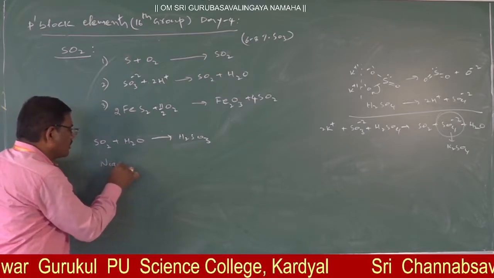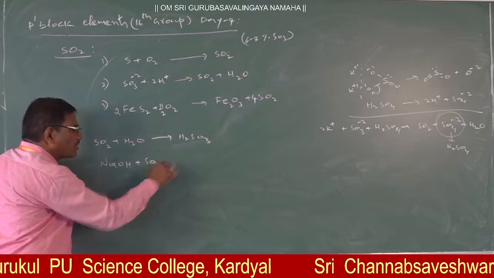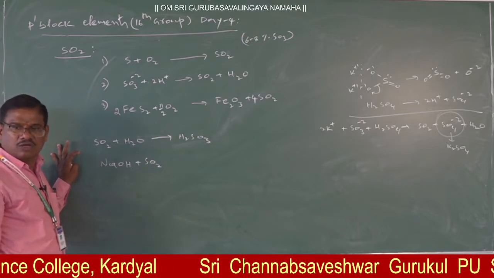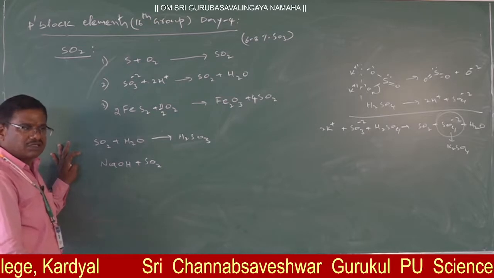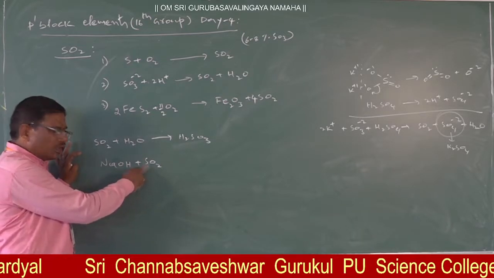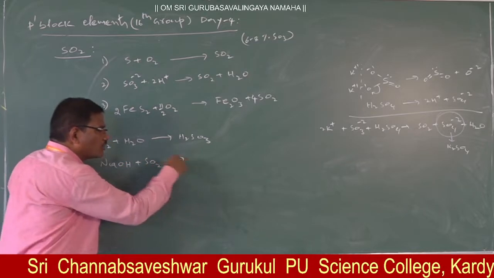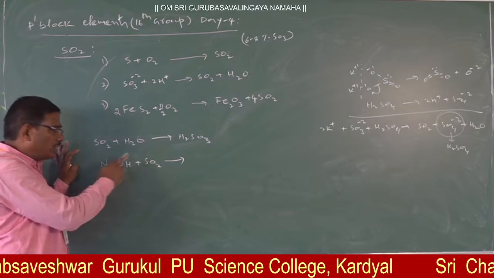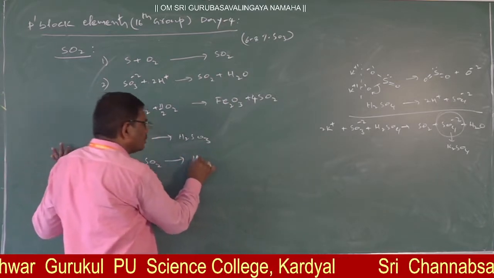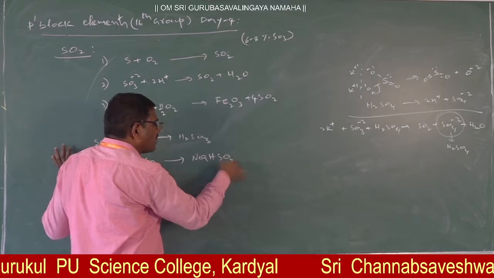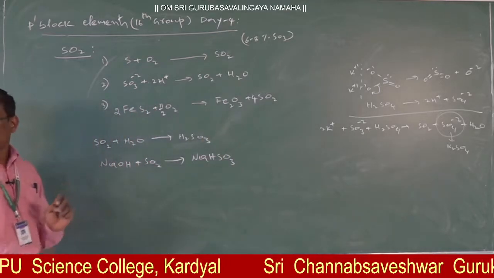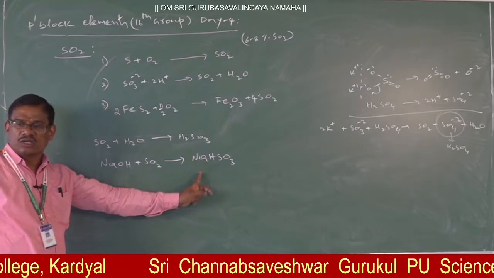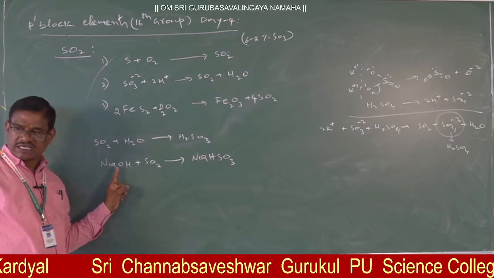Suppose sodium hydroxide is the base. With sodium hydroxide, sulfur dioxide behaves similar to carbon dioxide. Right? If it is CO2, NaOH plus CO2 will give NaHCO3, na? Similarly, sodium hydroxide reacts with sulfur dioxide to give sodium hydrogen sulfite, sodium bisulfite we can say. Here, what is taking place?